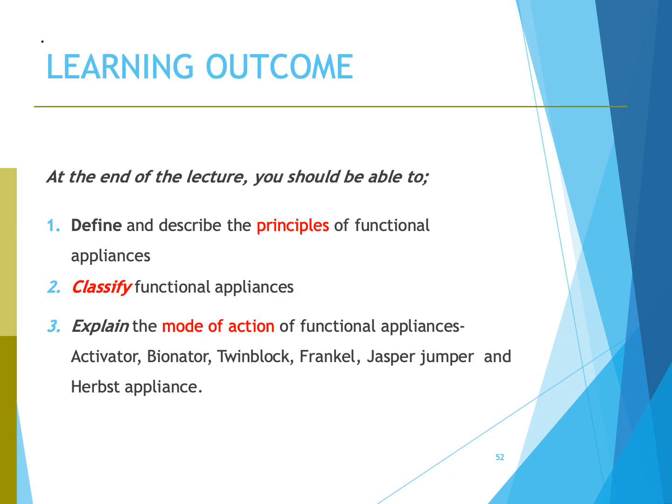Okay, as for now, we finish learning about 5 myofunctional appliances: the Frankel appliance, Bionator, Twin Block, Herbst appliance, and Jasper jumper. So we finish part 1 and part 2 of the myofunctional appliance lecture. I hope you are now able to define and describe the principle of each functional appliance. You should be able to classify the functional appliances and explain the mode of action of each functional appliance.